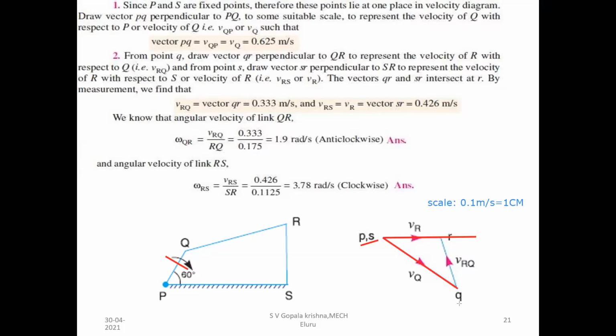Now Q is also identified, when we know the direction, when we place our PQ velocity.